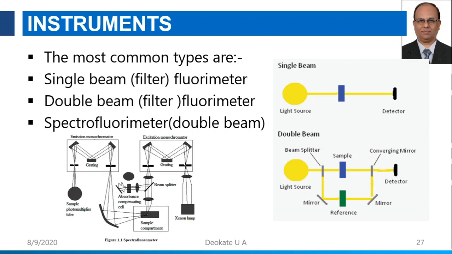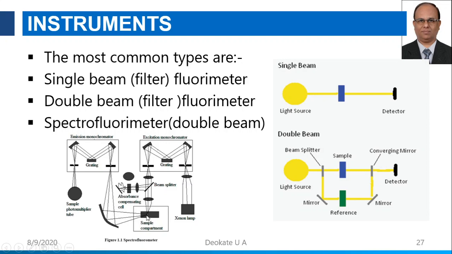The other one is the spectrofluorometer. In a spectrofluorometer, two monochromators are used. One is known as the excitation monochromator and the other as the emission monochromator. Here we are using a xenon lamp as the source. The radiation from the xenon lamp passes into the first monochromator, where a fixed wavelength is selected. It is split into two parts. One part goes towards the reference and the other part goes to the sample compartment.